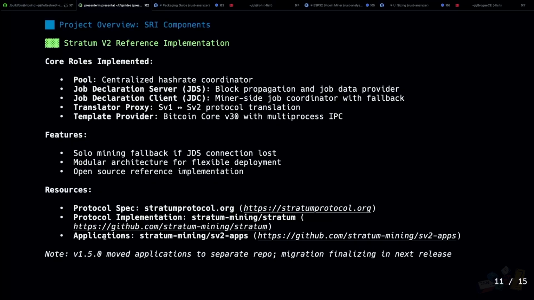Some resources I list out. I have some more links at the end of the presentation for resources, but stratumprotocol.org, the reference implementation, and then there's a new application. They're separating out the protocol code from the application code, but the next release will finalize that migration. So go check it out, but just understand that there might be some rough edges on the application side.